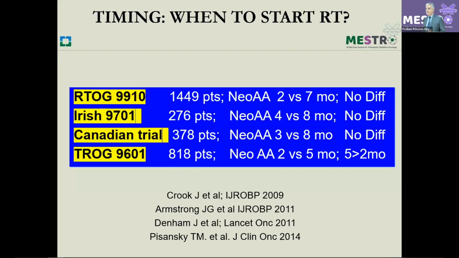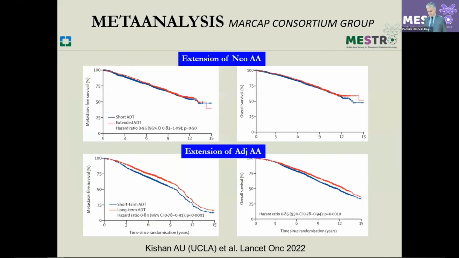Here they look not at nadir PSA, but look at duration of neoadjuvant treatment, 2 months versus 7, 4 versus 8, 3 versus 8, no difference. So extending the neoadjuvant in these trials did not really bring any benefit. And in the drug trial, there was some benefit for 5 more than 2 months. There is no PSA data for these trials, only duration. And this is very important to keep in mind.